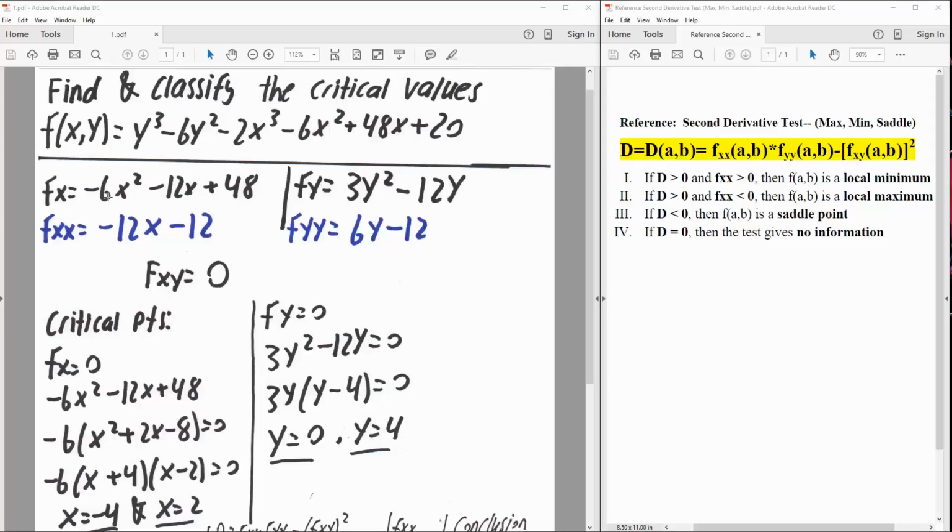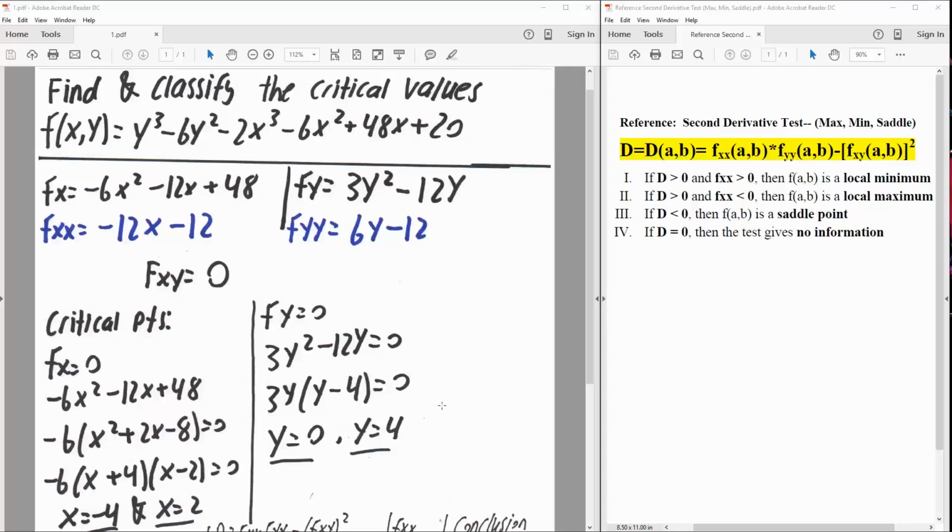So we simply factor out our negative 6x squared minus 12x plus 48. And when we factor it out, we would get negative 6 times (x plus 4) times (x minus 2). So our critical terms in terms of x would be x is equal to negative 4 and x is equal to 2. We do the same thing for y. We say fy is equal to 0. So we would have 3y squared minus 12y is equal to 0. We would factor, and we would get 3y times (y minus 4). And so our critical terms in terms of y would be y is equal to 0 and y is equal to 4.